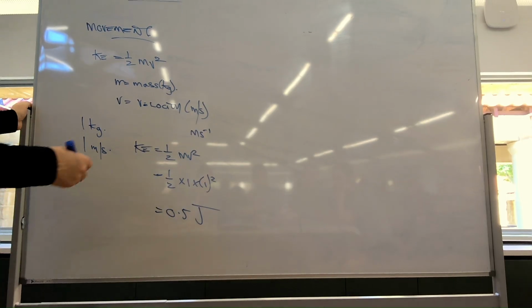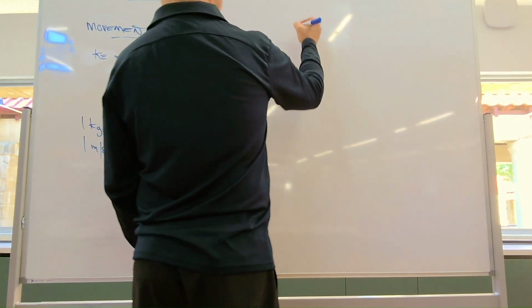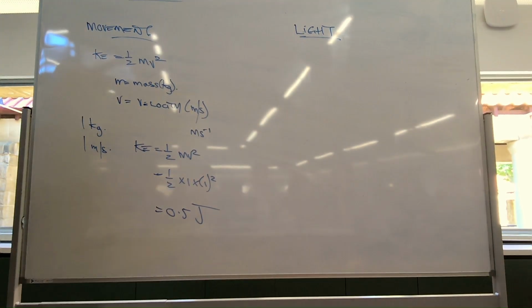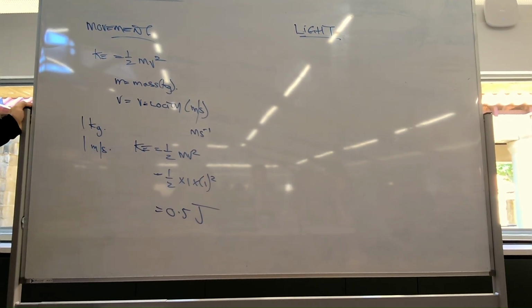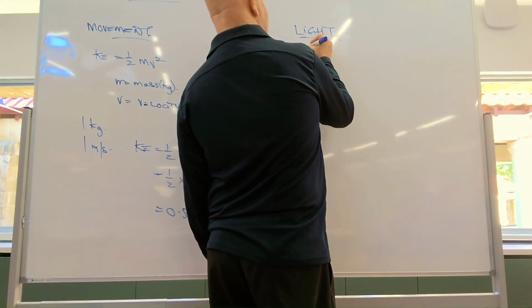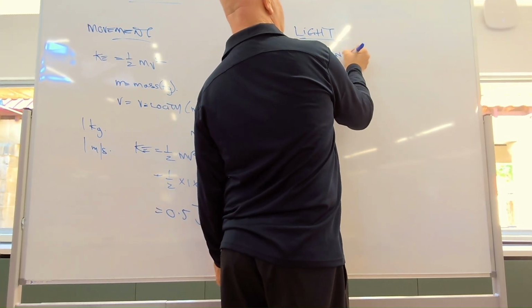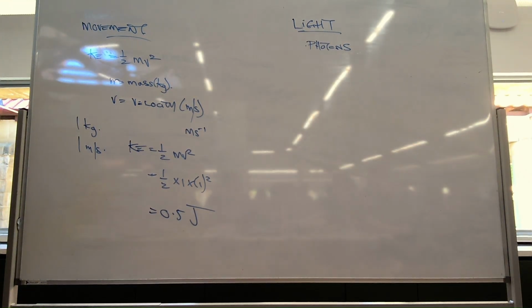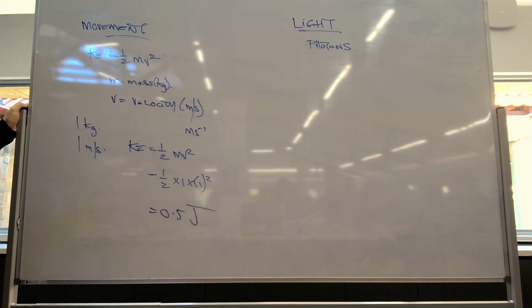The next one is light. Now, light is interesting because it travels as both a particle and a wave. When it's a particle moving, we're talking about photons of energy. We're talking about the movement of a photon. It carries the energy. So that's why it's under kinetic energy. It's a moving thing. There are photons coming from the sun and coming down to us on Earth at the moment.